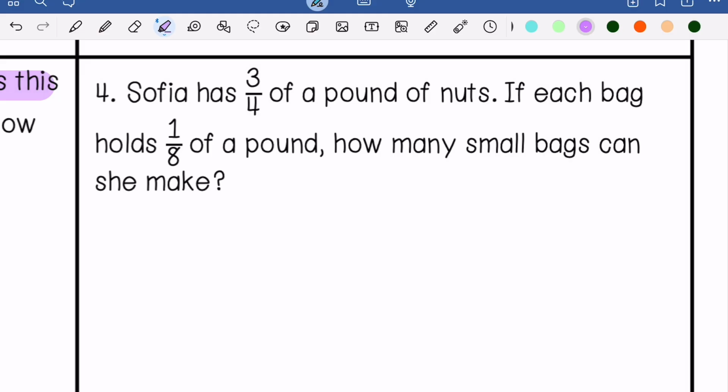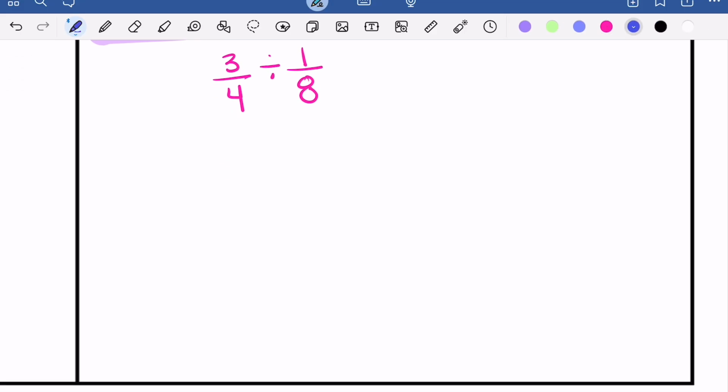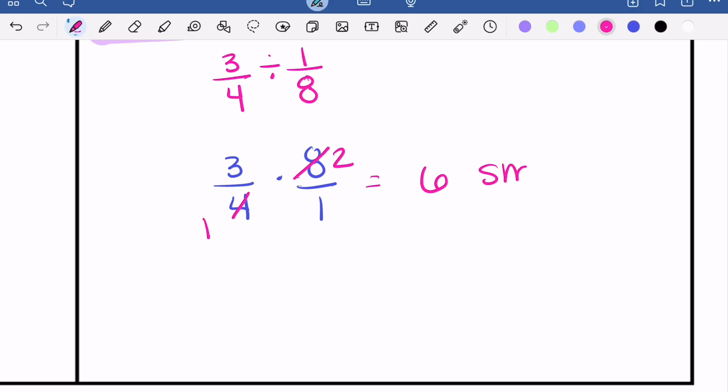Sophia has 3 and 1/4 pounds of nuts. If each bag holds 1/8 of a pound, how many small bags can she make? Keep, change, flip. 6 small bags.